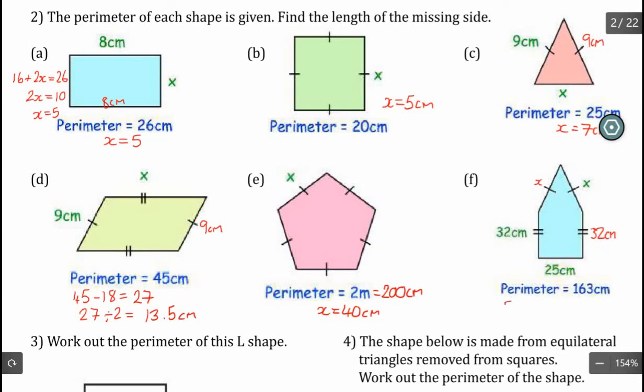So 89 plus 2 lots of x are 163. If I take away 89, that would be 74. So divide by 2, x must be 37.